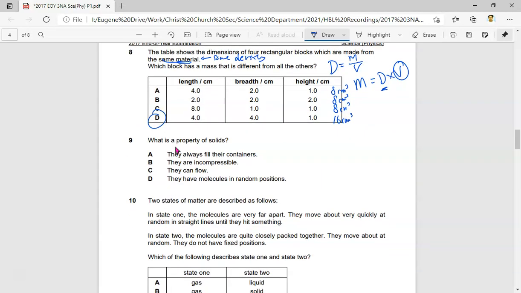What is the property of a solid? They always fill their container. Nope. This is actually describing liquid and gas. They are incompressible. That means I cannot change the volume of solids. Yes, so therefore B is the answer.